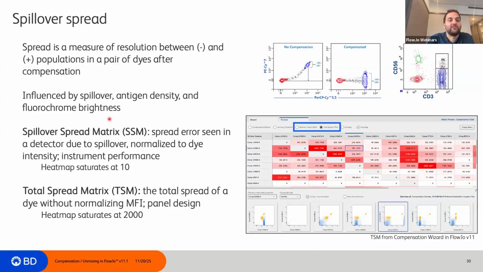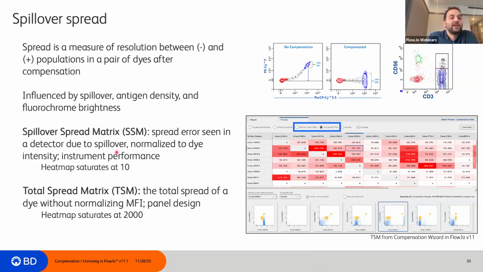So if you have lower brightness, it would give more spread. If you have lower antigen density as well, and higher spillover would also give more spread. But it, of course, has to do with the instrument performance and the way the detectors are detecting this fluorochrome we have assigned. So the spillover spread matrix, you will find it there as SSM.